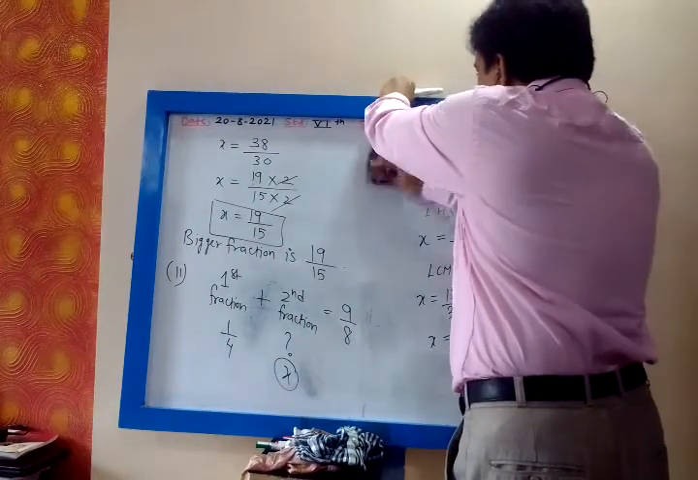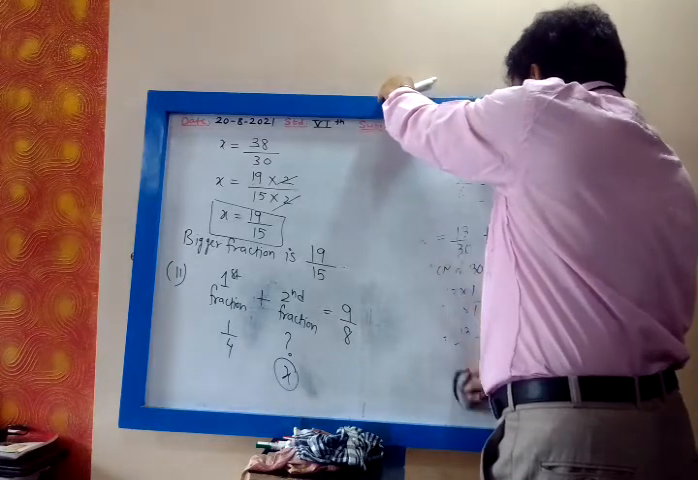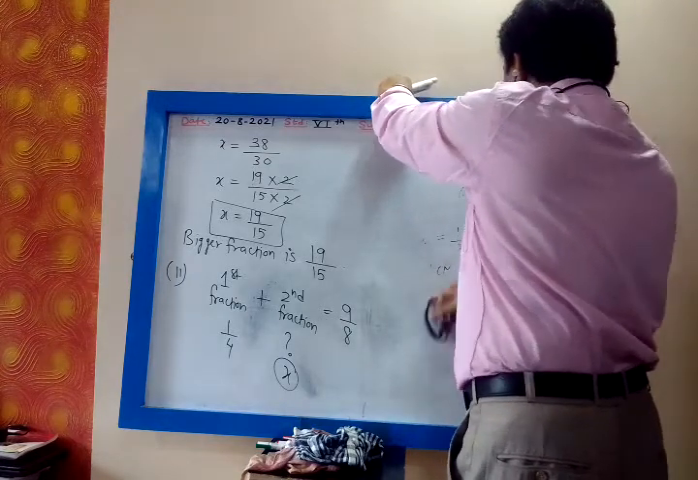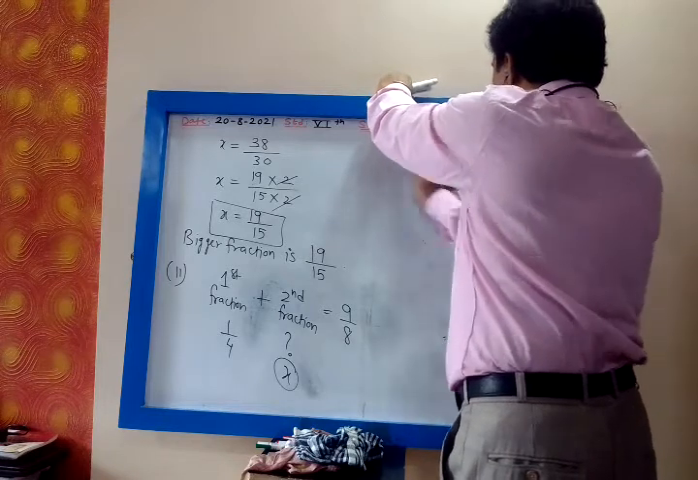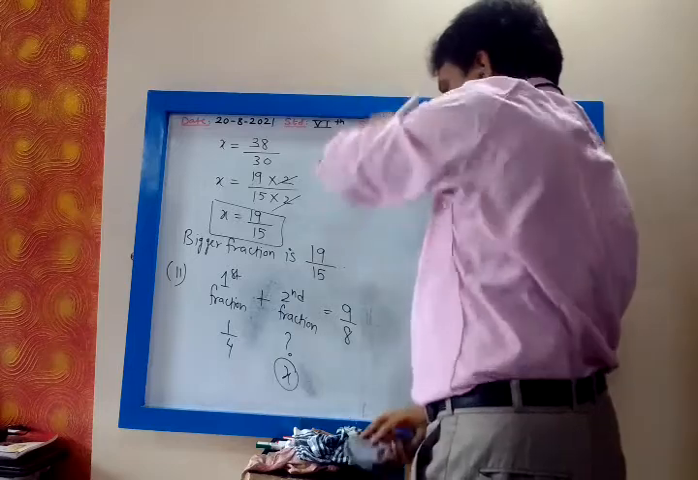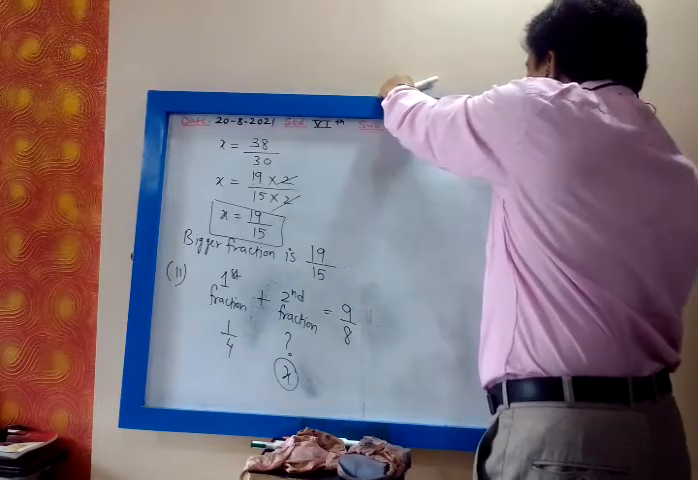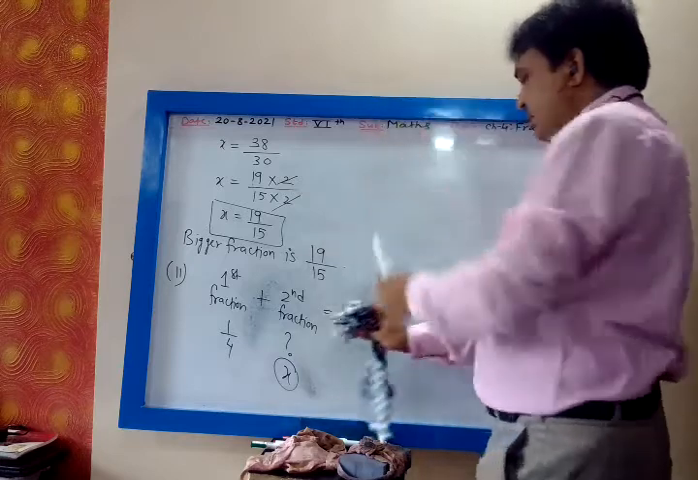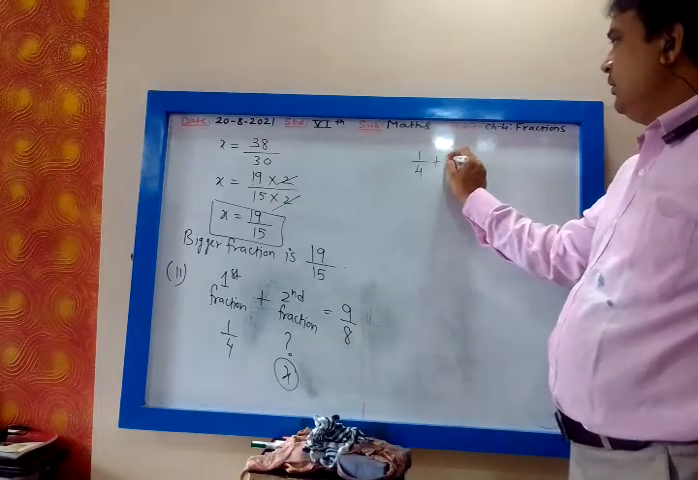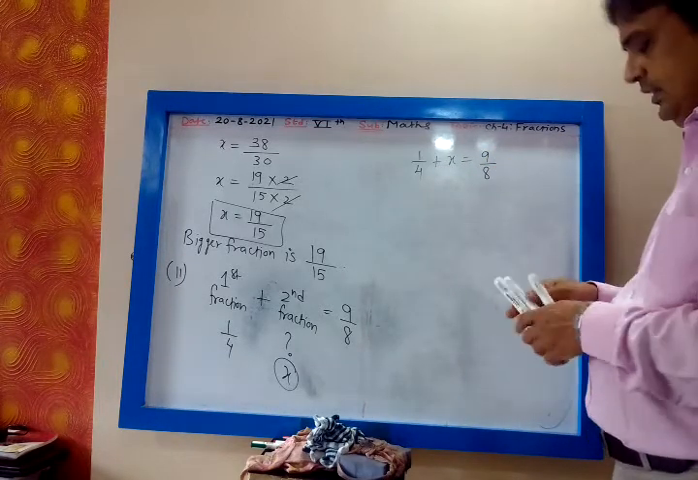Do it, all of you solve this and tell me the answer. So the sum of two fractions is 9 by 8. One of them is 1 by 4. Find the other. So you will write 1 by 4 plus x equals 9 by 8. Yes, let us see.